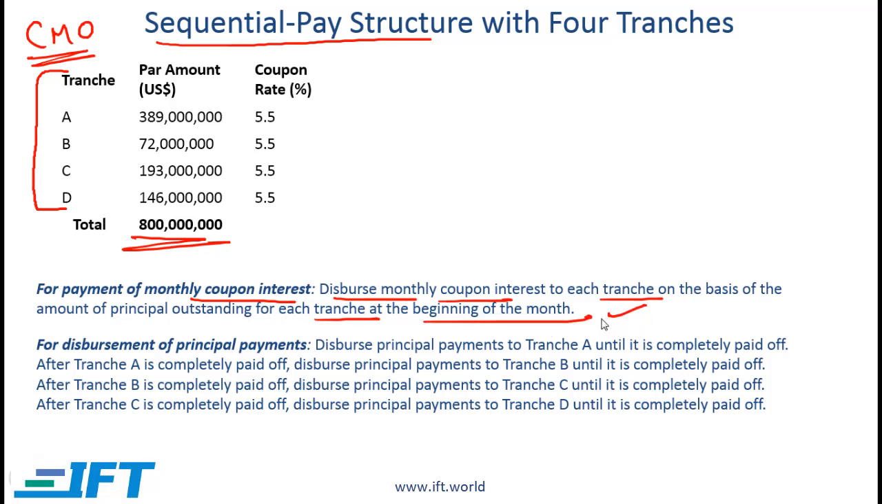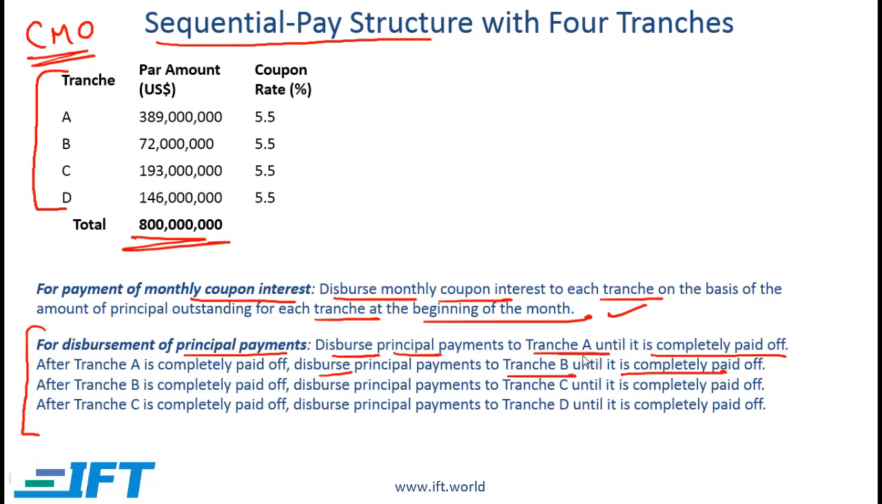This is fairly standard. Here is the interesting one. The rule for disbursement of principal payments. Disburse principal payments to tranche A until it is completely paid off. After tranche A is completely paid off, disburse principal payments to tranche B until it is completely paid off. Notice here that if they are prepayments, those prepayments first go to tranche A.